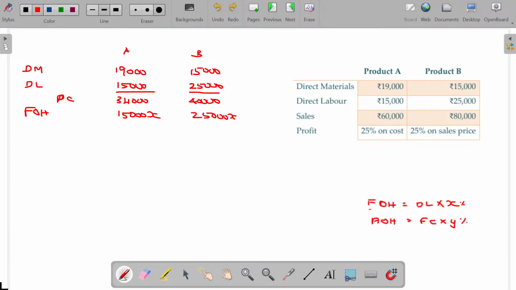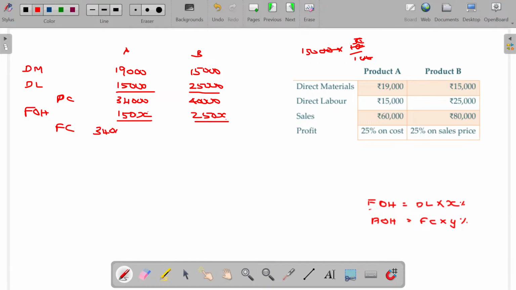Now, in Singar Academy text, I just divided this by 100. X percentage, no? 5 percentage means 5 by 100. Then automatically 150x will be the answer, 250x will be the answer. 15,000 into probably 10 percentage means this is assumed to be x, 150x. Okay. If I add this, then I will get factory cost.